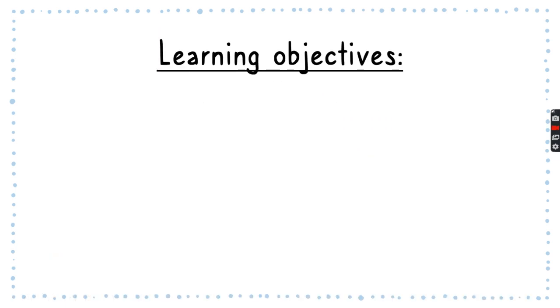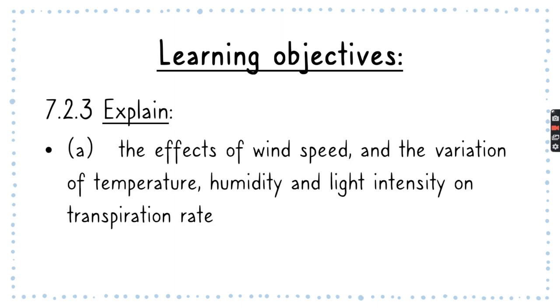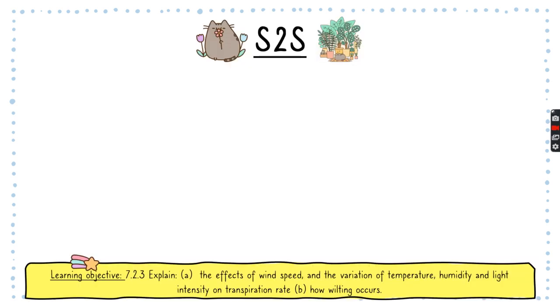Now we have pretty much recapped on how water vapor is lost, and secondly about transpiration and how it happens. We're finally going to get into our learning objective, which is 7.2.3, to explain the effects of wind speed and the variation of temperature, humidity, and light intensity on transpiration rate. And part B, which is how wilting occurs.